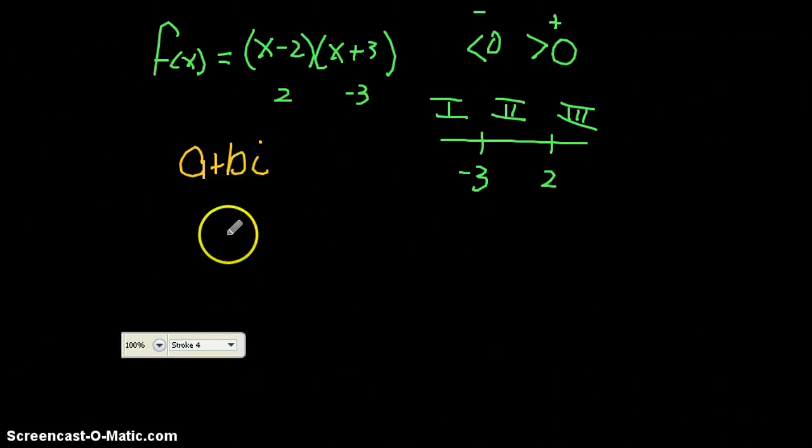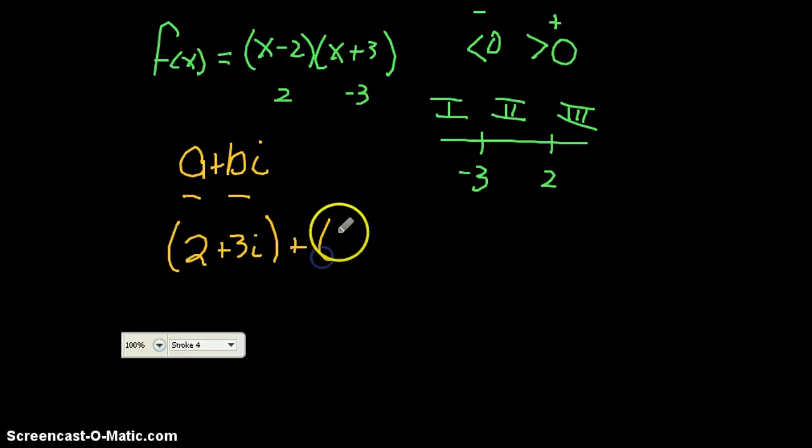Complex numbers are of the form a plus bi, for example, 2 plus 3i. Now we can take complex numbers and add them together. For example, I could add these two together. So we know how to do that.